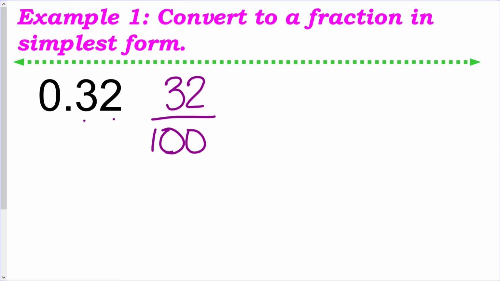Then you can simplify. You can simplify by 2 or 4. If you start with 2, that's okay. You'll just have to go again. Or you can go with 4. 32 divided by 4 is 8. And then 100 divided by 4, if you have 4 quarters, it's $1. So 100 divided by 4 is 25.